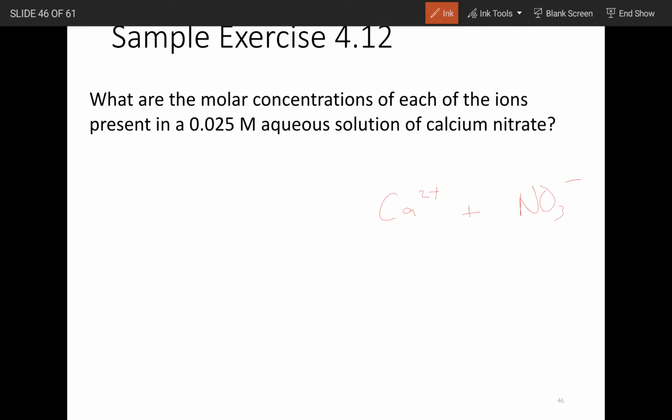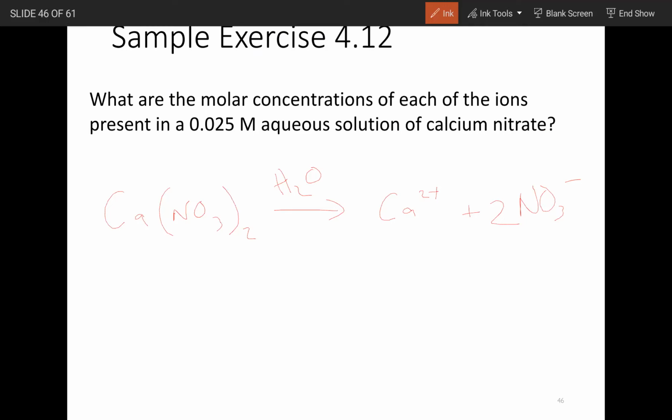So when we do the crisscross method, what we're going to see with the formula there is we'll need 2 of those nitrates to balance out the calcium. And then if we actually take calcium nitrate, Ca(NO3)2, and dissolve it in water, since it's a soluble ionic compound, it's going to completely dissociate. So we're going to get 1 of those calcium ions, and we're going to get 2 nitrate ions.